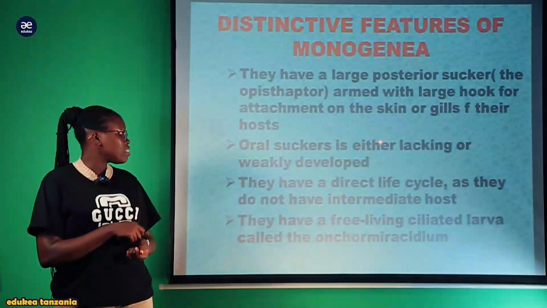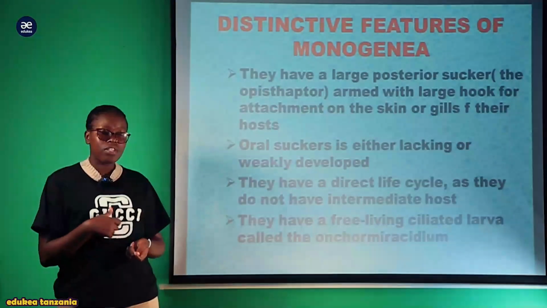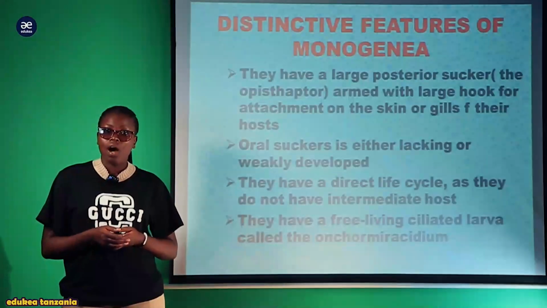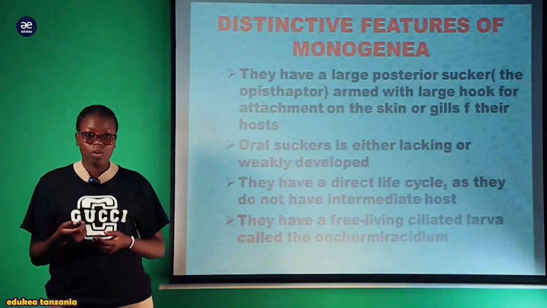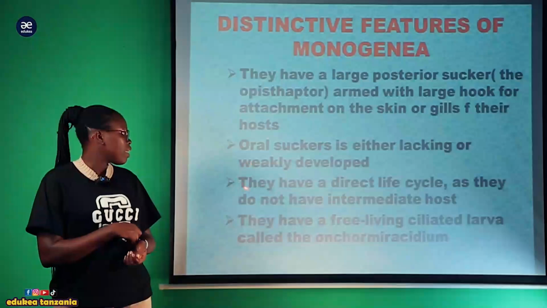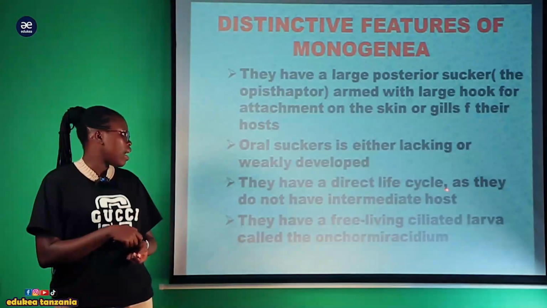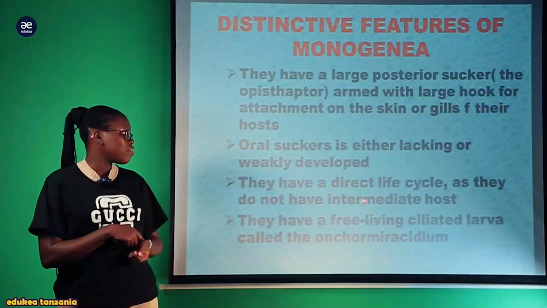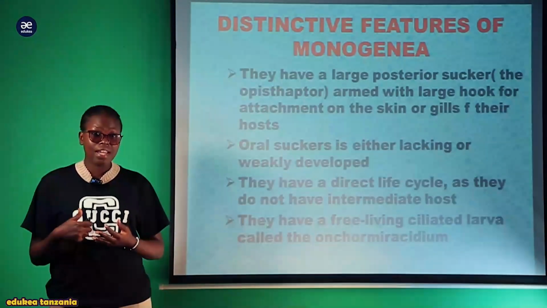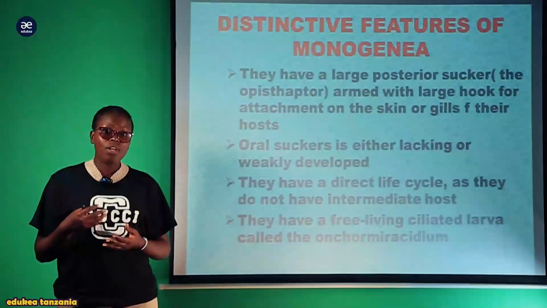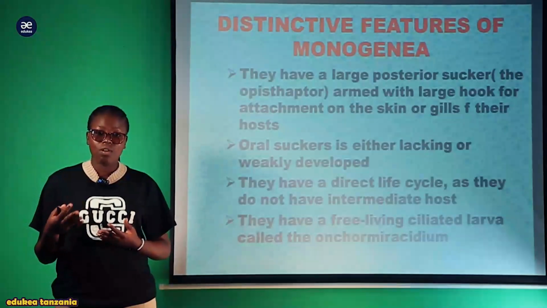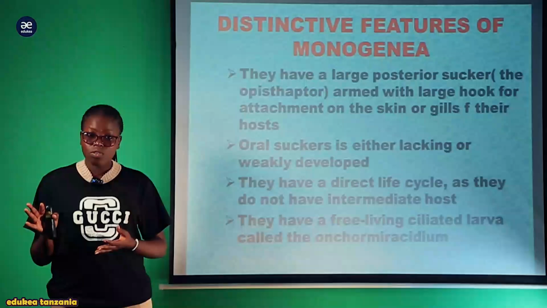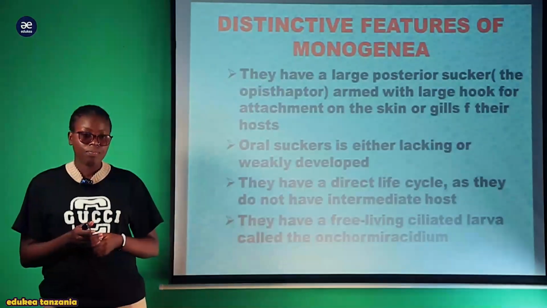Also the oral suckers are either lacking or weakly developed. For some species the oral suckers may be lacking, or if present, they are weakly developed. Also they have a direct life cycle as they do not have an intermediate host. How is it direct? Because there is no intermediate host. Instead they have only one host, no intermediate.